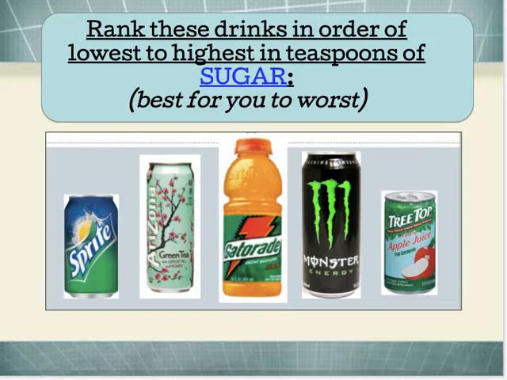So we're going to start with the lowest amount of sugar as number 1, working all the way to the highest amount of sugars as number 5. So these are your 5 beverages: your Sprite, your Arizona green tea, your Gatorade, your Monster, and then your Treetop 100% apple juice. So again, your number 1 drink is the lowest amount of sugar, then moving all the way to number 5 being the highest. Okay? If you're not done yet with your ranking, pause before we go on.